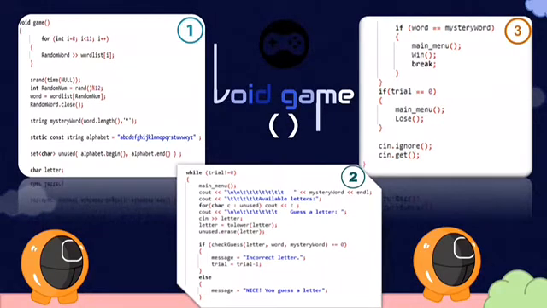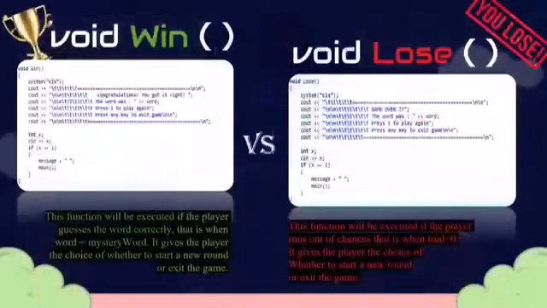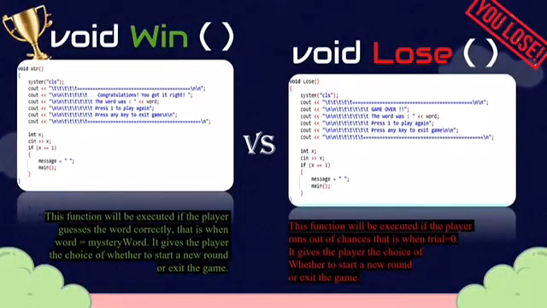Next, the letter will be checked using the check guess function whether it's in mystery word or not, and then the erase function will delete the input from the list of unused alphabets. This process is repeated until the player runs out of trials or they guess the word correctly. If they guess the word correctly, void win will be executed, else the program will execute void lose. Both of these functions give the player the chance to start a new round or exit the game.